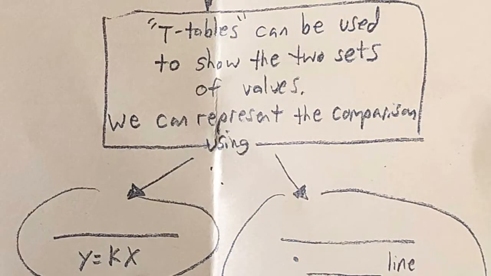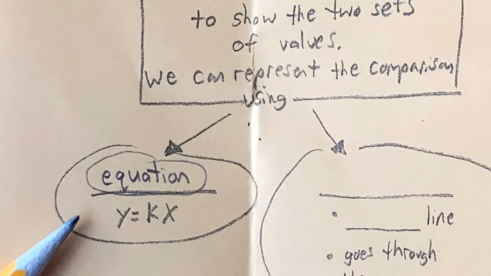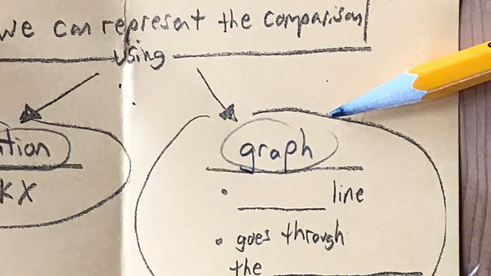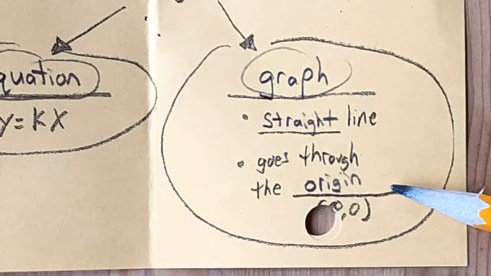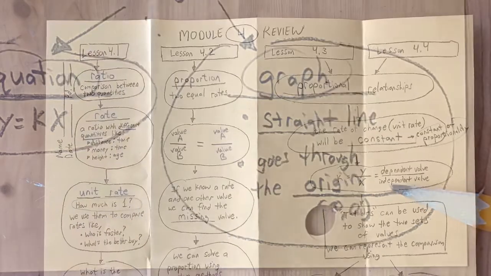And we use t-tables or t-charts to show the two sets of values, and we can represent the comparison between those two sets of values using an equation or using a graph. And the graph has to be straight and has to go through the origin.